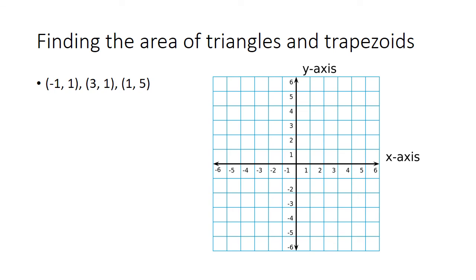Now, occasionally I'll have you do the area of your triangles and trapezoids by graphing them on a graph, which just means that we can count up the squares inside to show our area. So we're going to graph these out. I'm going to graph my (-1, 1) first, and then my (3, 1), and then my (1, 5). Remember, this is your x, meaning you go right and left, and this is your y, which means you go up and down. So I'm going to connect my dots.